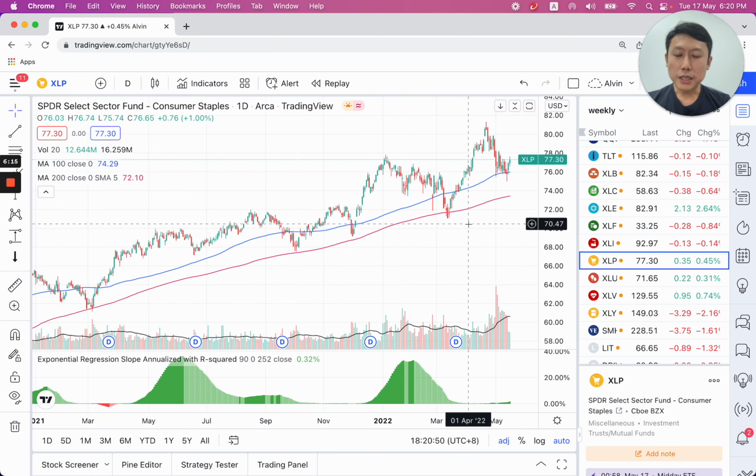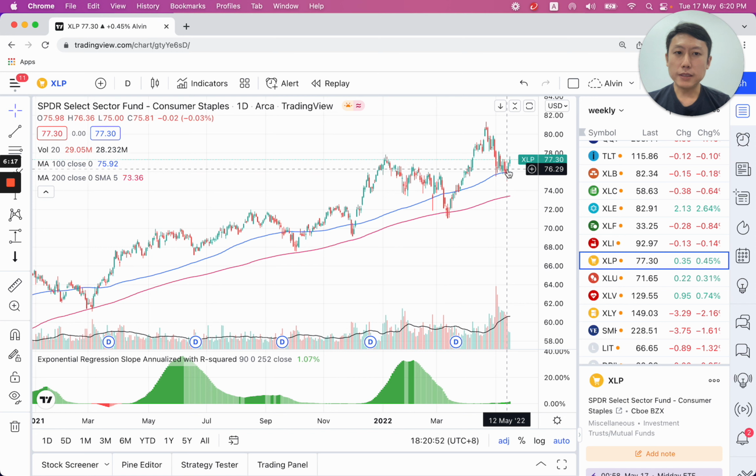And this is consumer staples. This is holding up well, right? You can see the prices are still above the moving average. The trend is still intact. And that means that this is the second sector that we can look at in terms of finding opportunities. Okay, but the momentum is not as strong as the energy sector.